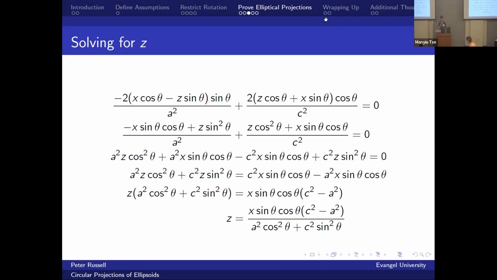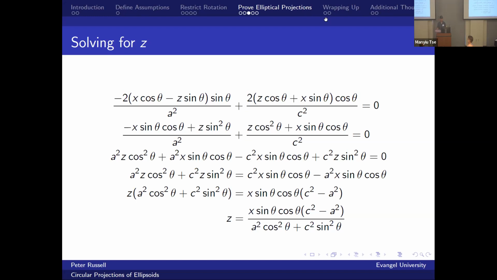So from there, we can move everything that's got a z in it to one side of the equation, everything that doesn't have a z in it to the other side, and then factor out a z on the left-hand side and divide by everything else. And you can see that the thing that we're dividing by is positive, so we're not dividing by 0. So this is fine. So we're just left with z is equal to x times the sine theta cosine theta times c squared minus a squared, all over a squared times the cosine squared theta plus c squared sine squared theta.